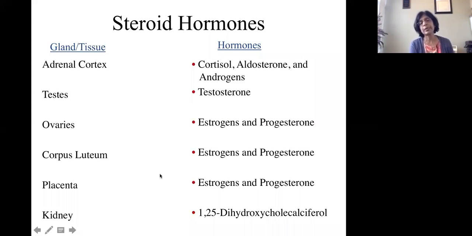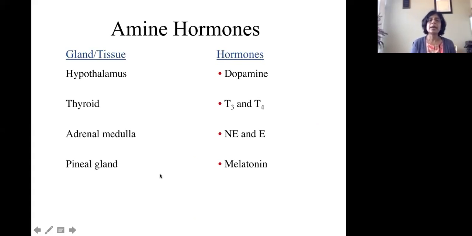Okay, steroid hormones, similarly, the tissues that secrete these hormones, and then the hormones themselves are shown here. Okay, so now amine hormones, similarly, it's a short list. Notice this is where I would say dopamine, T3 and T4, norepinephrine and epinephrine, all these come from tyrosine. Melatonin is the one that's from tryptophan. Okay, so that's the difference.